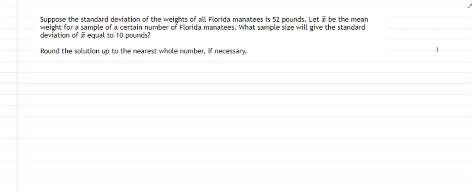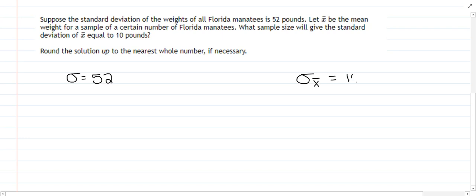Okay, so what we have here is the population standard deviation is 52 pounds. And we want the sample size that will give us a sample standard deviation of 10 pounds. So we need the sample size. So we have the formula for the standard deviation of X bar, and that formula is the population standard deviation, which will go here, divided by the square root of the sample size.